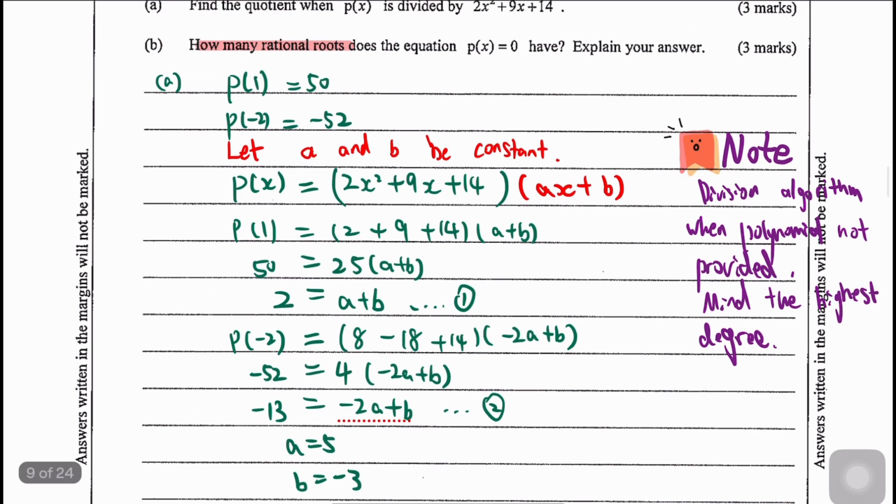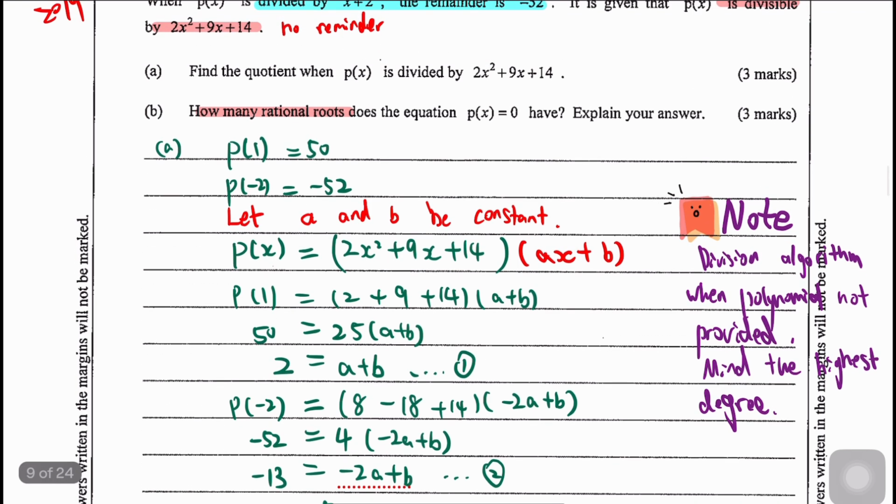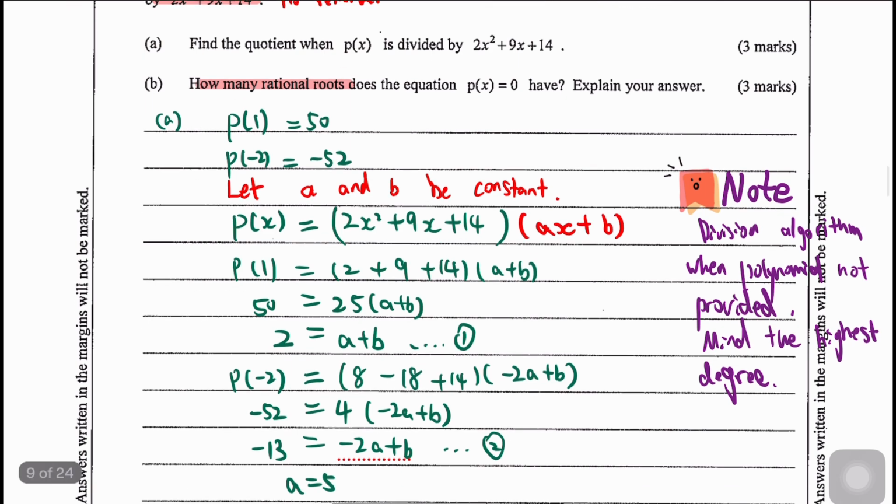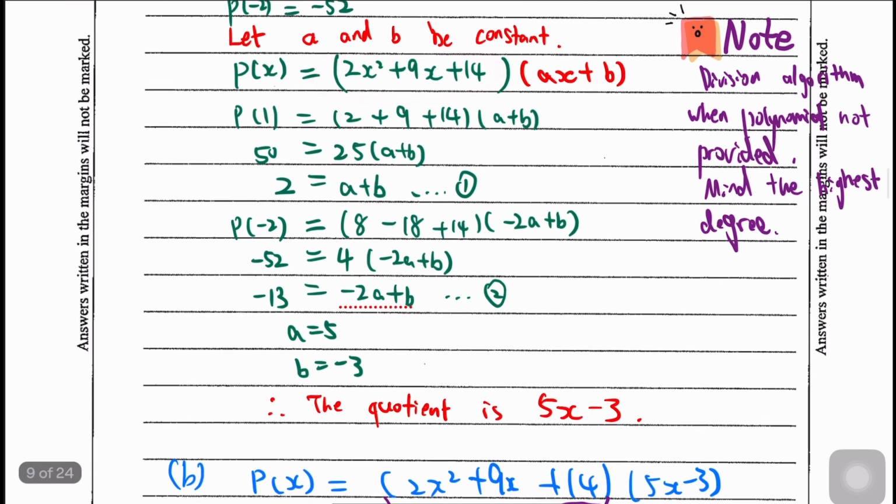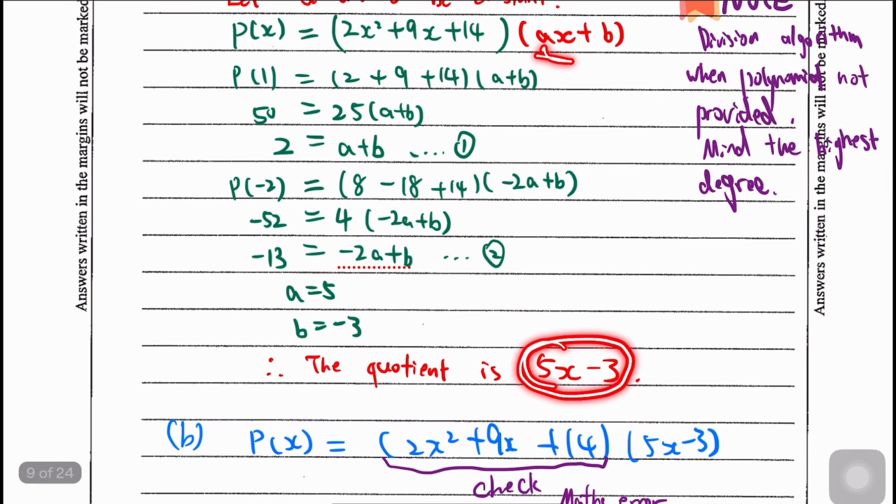So when you have this, actually you have the whole polynomial. You have found out the complete polynomial. So what is the question asking? It's the quotient, the quotient when P(x) is divided by this one. Okay, the quotient here should be 5x minus 3.